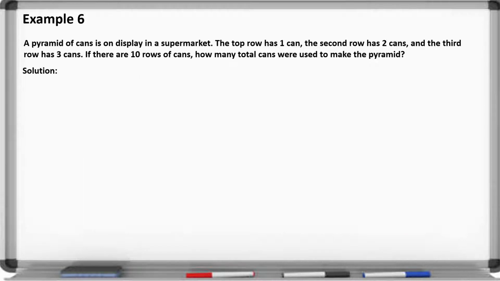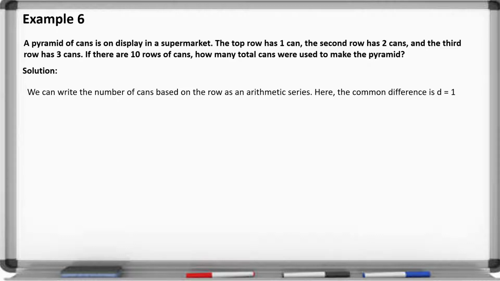So now what we want to do is actually apply series to an actual scenario. In the scenario, we have a pyramid of cans that is on display in a supermarket. The top row has 1 can, the second row has 2 cans, and the third row has 3. Suppose that there are 10 rows of cans. How many total cans were used to make the pyramid? Notice in this case, they're not asking for how many cans there are in the 10th row. They're actually asking for the entire total for all the rows, so if you were to add them all together. So this is a problem of series, not sequences.